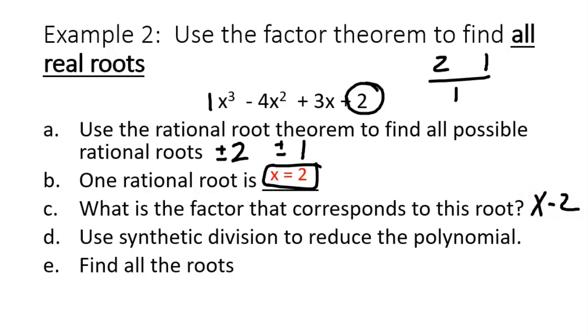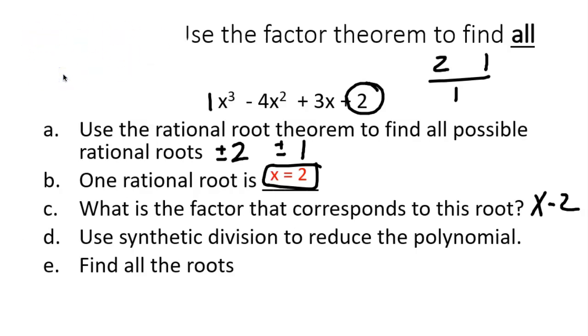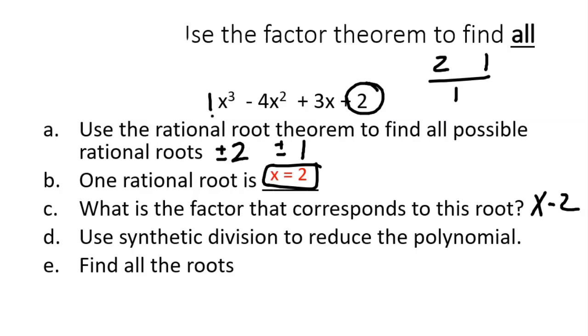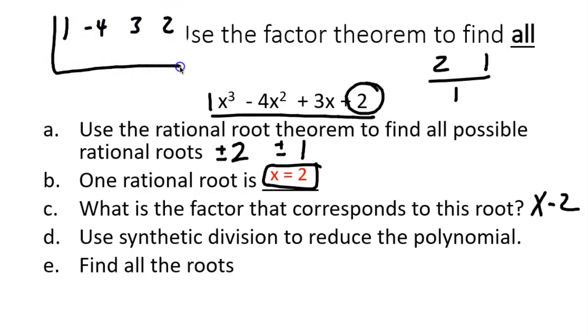Then we're going to use synthetic division to reduce the polynomial, or to factor it. So I'll show my work up here at the top. So we're going to divide this polynomial here, 1, negative 4, positive 3, and 2. We're going to divide that by x minus 2, which means I'm going to put a positive 2 out there. When you do synthetic division, you always take the number of the divisor and you do the opposite there.